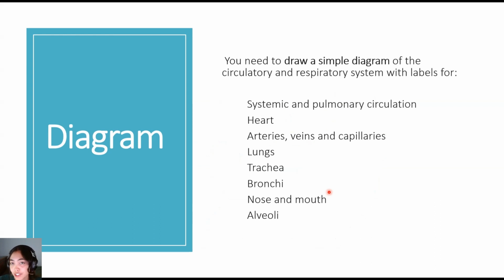What you guys need to do now is draw a simple diagram of the circulatory and respiratory system. I want labels for the systemic and pulmonary circulation, the heart, arteries, veins, and capillaries, lungs, trachea, bronchi, nose and mouth, and alveoli. Like I said, it only needs to be simple.